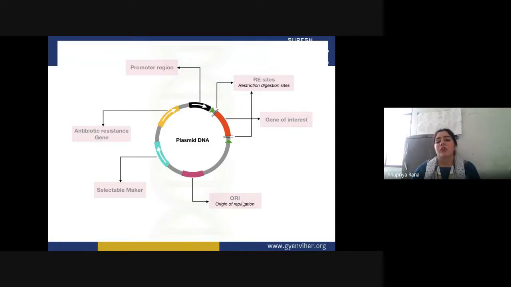Then the antibiotic resistance gene. Whenever a foreign thing comes into any organism, they start making antibodies, so we need an antibiotic resistance gene inside that vector. And lastly, the promoter region. So these are the sites, or the parts, when we construct a vector. You have to be very careful that each and every part of the vector construction is done carefully for successfully doing the knockout process.